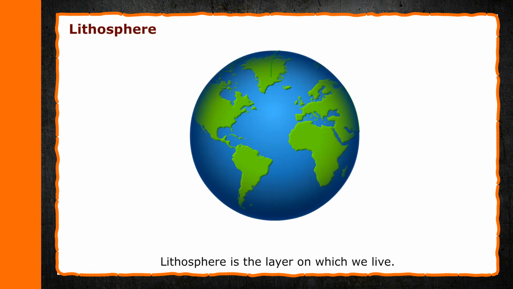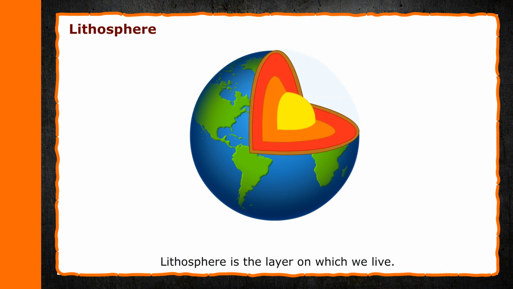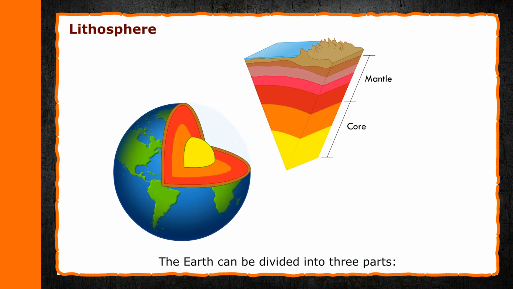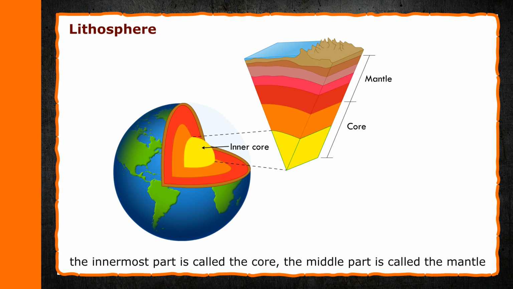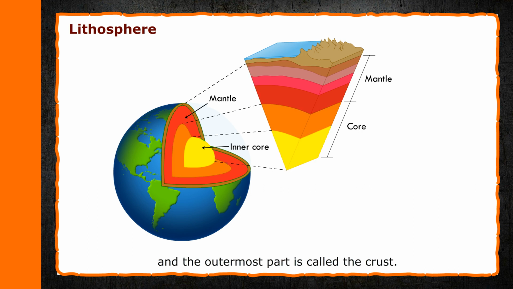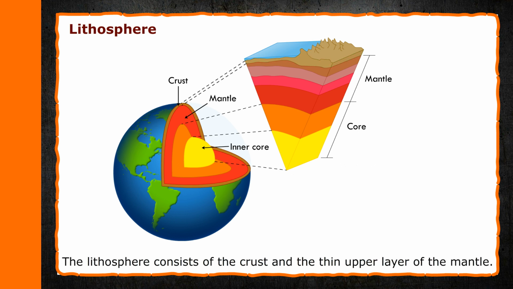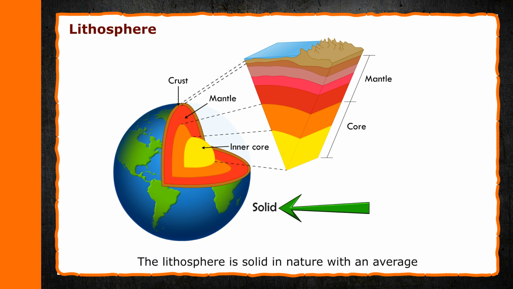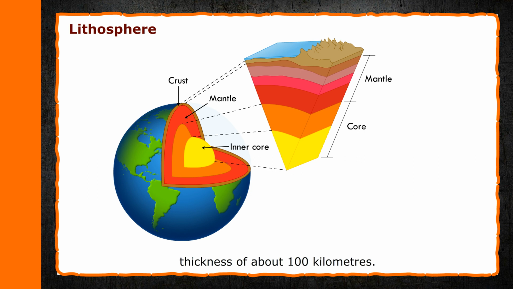Lithosphere. Lithosphere is the layer on which we live. The Earth can be divided into 3 parts. The innermost part is called the core, the middle part is called the mantle, and the outermost part is called the crust. The lithosphere consists of the crust and the thin upper layer of the mantle. The lithosphere is solid in nature with an average thickness of about 100 kilometers.